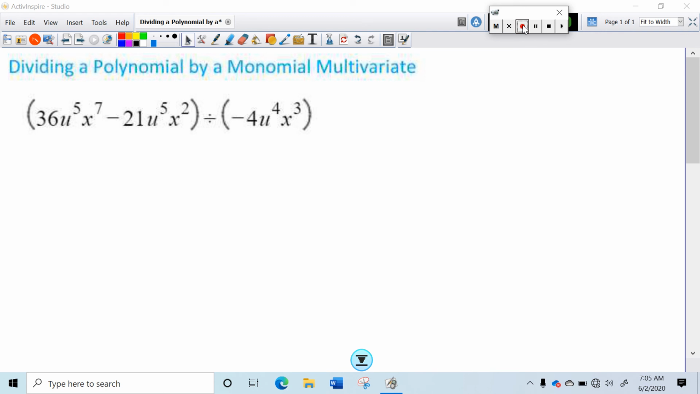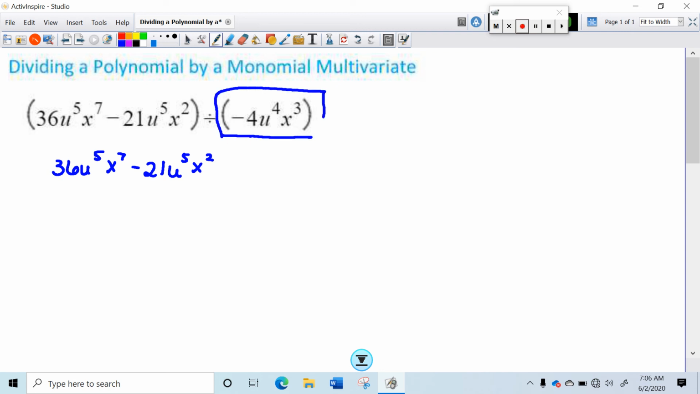Okay, in algebra, division is the same as a fraction. So I'm actually going to write this as a fraction. The numerator is going to be the first set of parentheses, and I can take the parentheses away. So 36u^5x^7 minus 21u^5x^2. Now we are dividing by a monomial. That means there's only one term. So divided by, as a fraction, the monomial, negative 4u^4x^3.